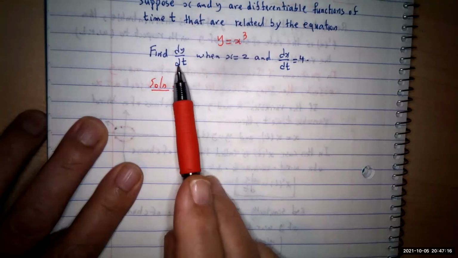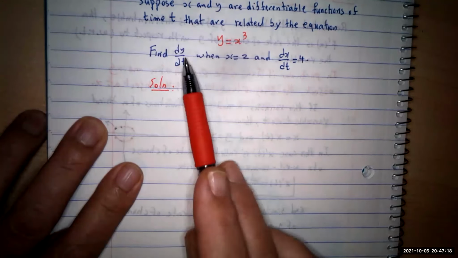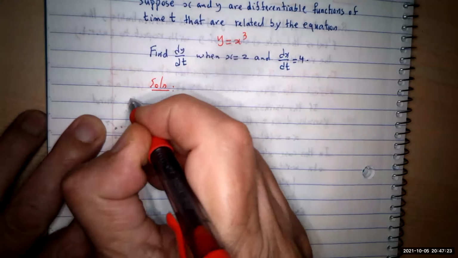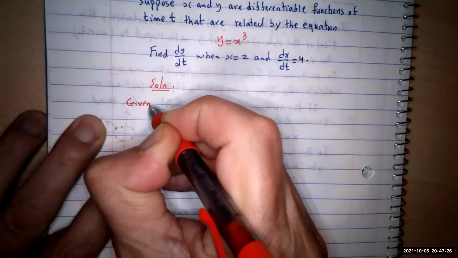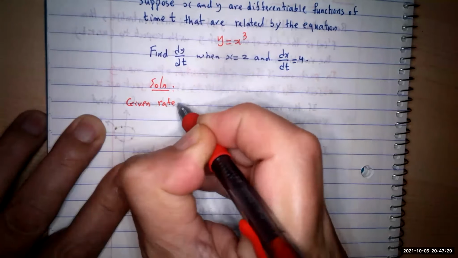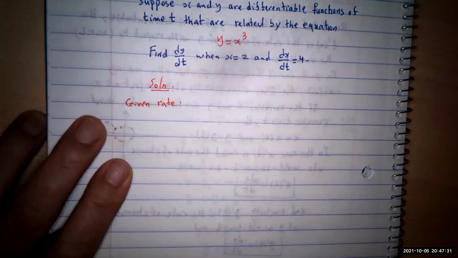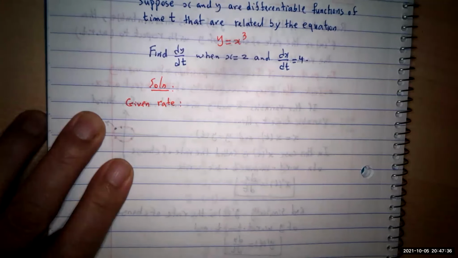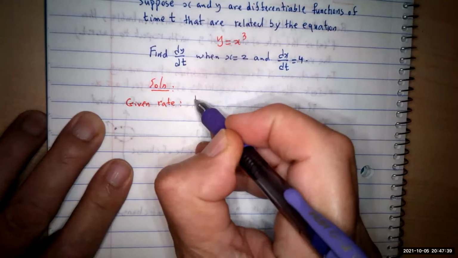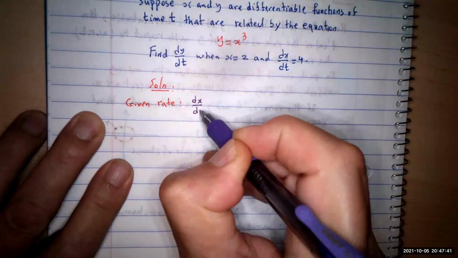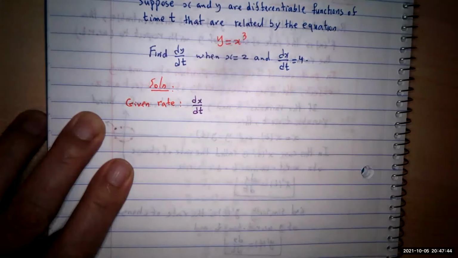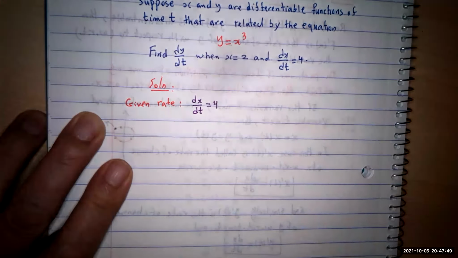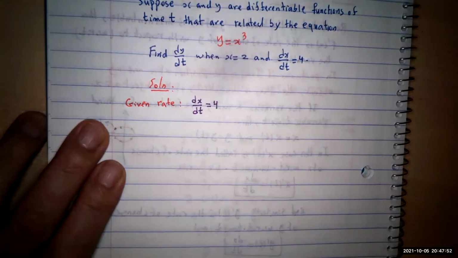We always have two rates, dx/dt and dy/dt. One of them would be given. We call it the given rate. So for each problem, you have to identify what the given rate is. Is it x or is it y? In this case, it's x. So my given rate is dx/dt, and this is equal to 4. Most of the time it would have a special unit, but you don't have it here. You write it down. Any question?